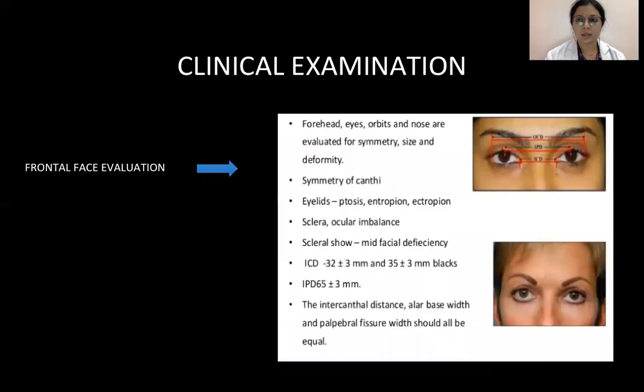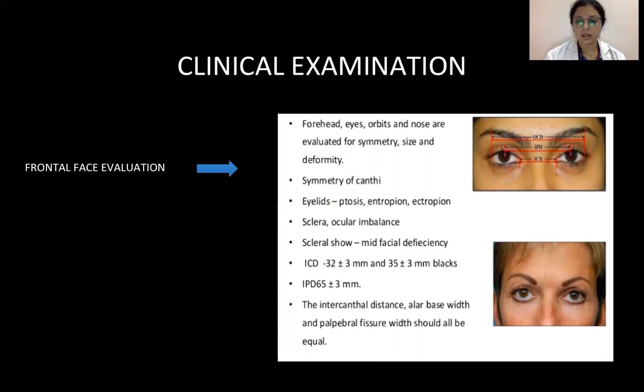Coming to the clinical examination, frontal face evaluation: forehead, eyes, orbits, and nose are evaluated for symmetry, size, and deformity. Symmetry of the canthi, eyelids, whether there's ptosis, entropion, or ectropion. Sclera, ocular imbalance, scleral show, midfacial deficiency. Intercanthal distance 32 plus or minus 3 mm and 35 plus or minus 3 mm. The interpupillary distance 65 plus or minus 3 mm.